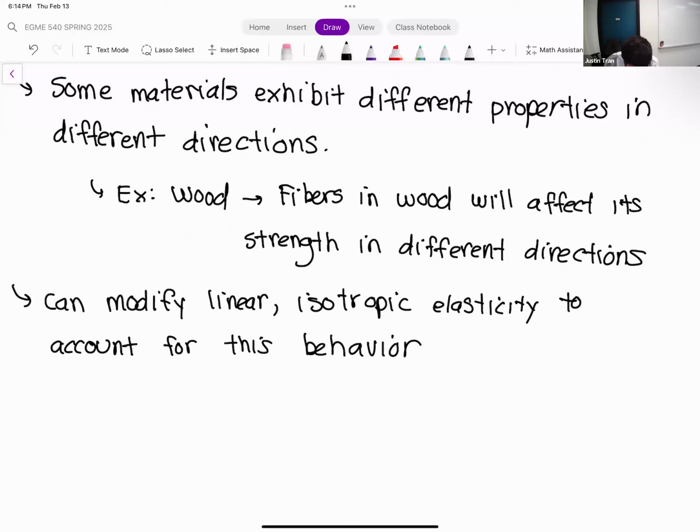So I want to make it clear that these next two material models that we're going to go through are still linear, right? There's still a linear relationship between stress and strain. It's just that we are accounting for different slopes or different strengths in different directions. Okay, so the first one, probably the simpler one, is a linear orthotropic material.